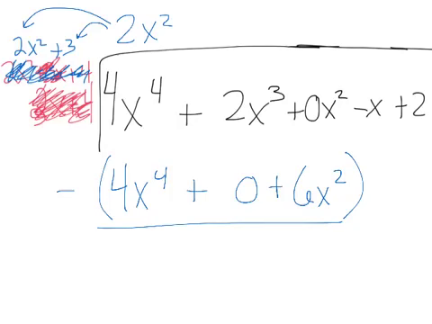I just realized that when I tried to do the next line. So 4x to the 4th minus 4x to the 4th is? 0. Thank you. So it cancels. 2x to the 3rd minus 0 is? 2x to the 3rd. You can't forget that. If you don't put that 0 there, some people forget this is still here. So 2x to the 3rd minus 0 is 2x to the 3rd. 0x squared minus 6x squared is negative 6x squared.